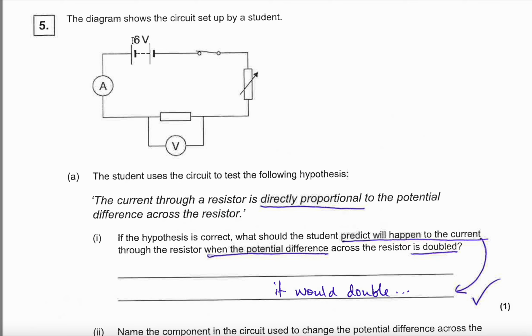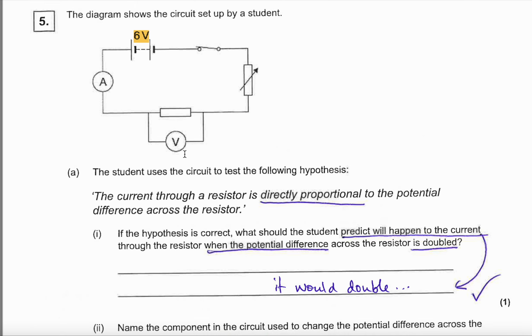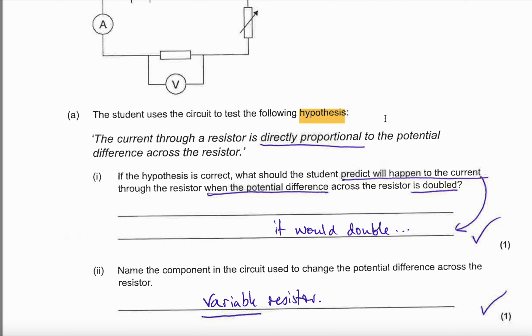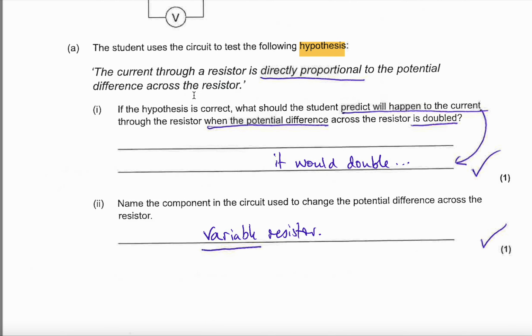Though when we did it, we did use a variable power supply, which has its own control of the voltage. But if you don't, and this is a common circuit you need to be aware of, if you've got a 6-volt battery, you put a variable resistor in it, you can adjust the variable resistor to give a different voltage across the resistor that you're investigating. The student comes up with the following hypothesis. So you need to know what a hypothesis means, and you need to be able to refer to it when you're concluding what happens.